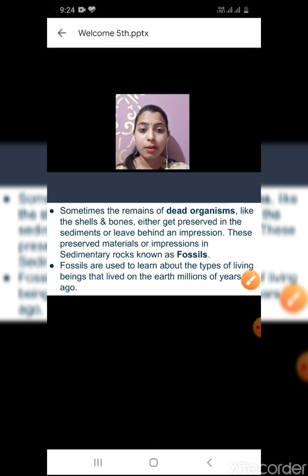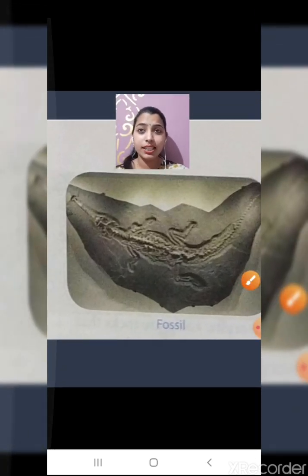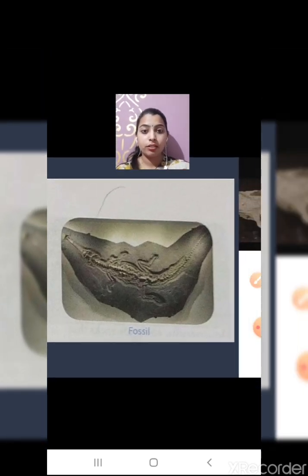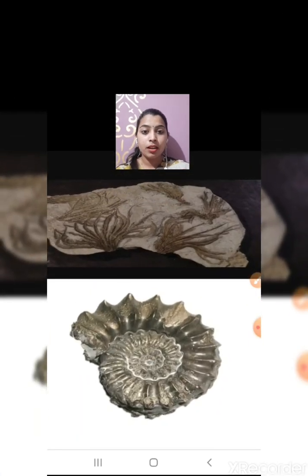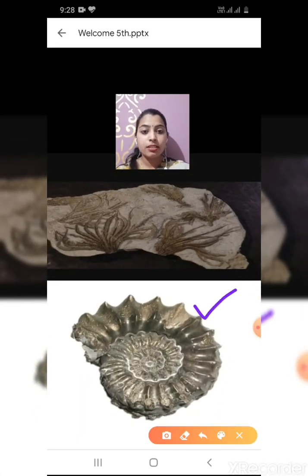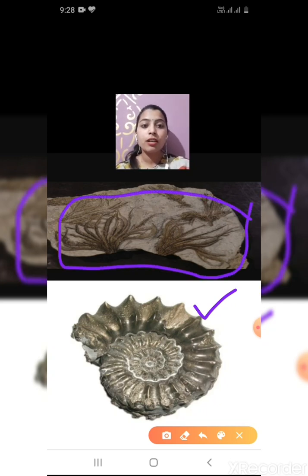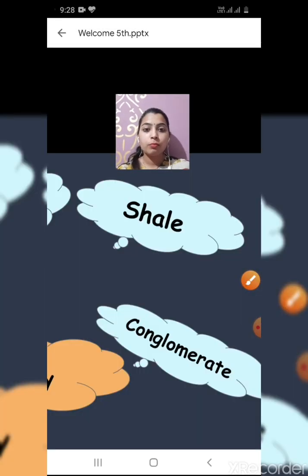Let me show you one picture. See. So children, this is a picture of a fossil. Maybe it has the bones of this animal, or when the animal died, its impression is there on the rock. See, this is shell. Okay, and this picture shows the impression of the plants. Understood?